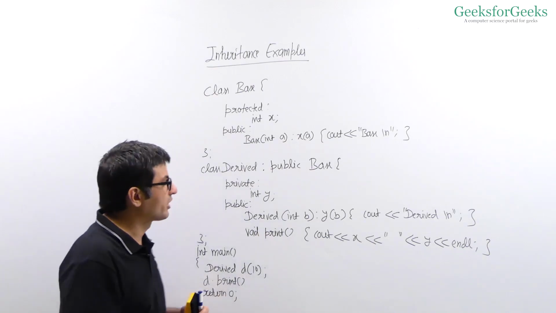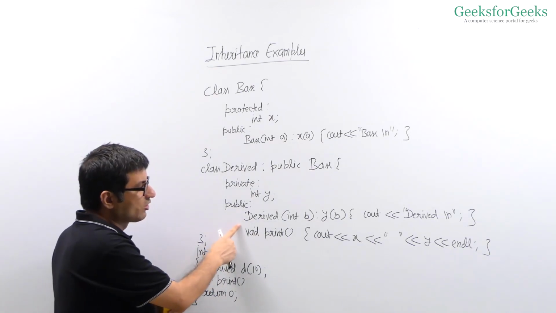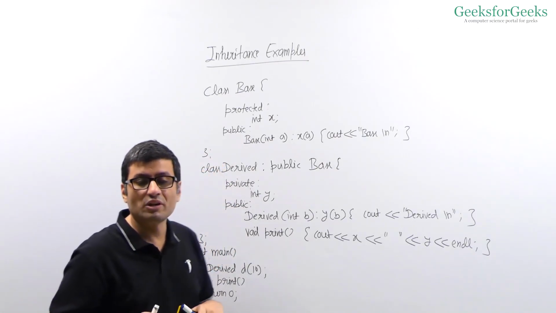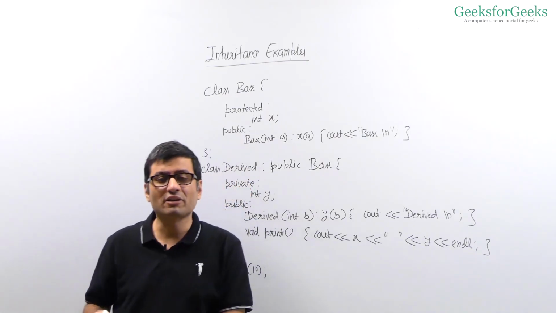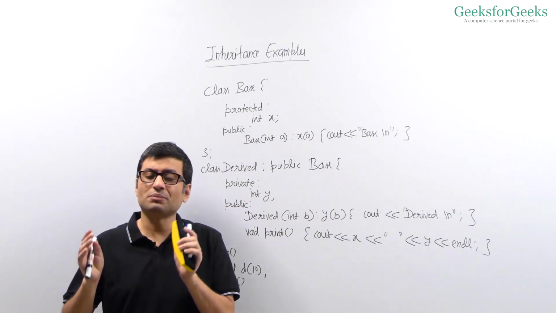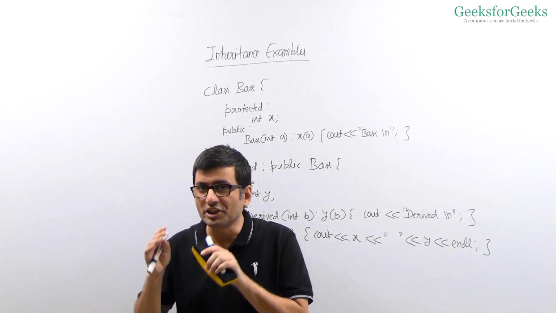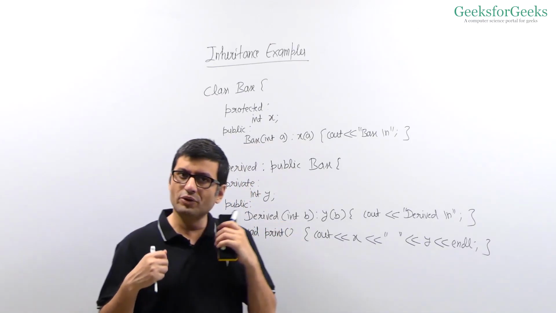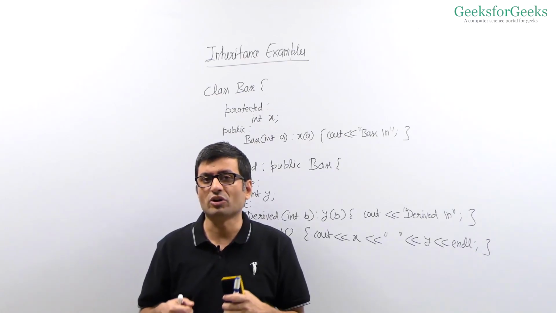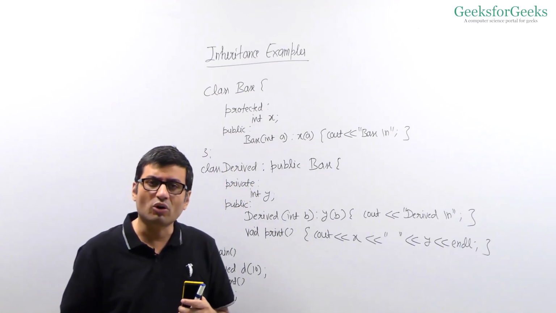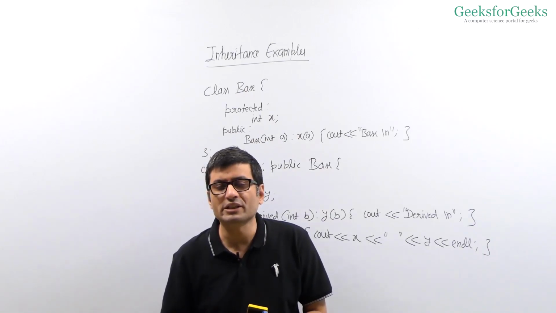Why? Because this derived class is not calling any constructor of the base class. So when you construct an object of the derived class, base class is also part of it, right? So base class things should also be initialized. And here we are not calling base class constructor. So if you do not call base class constructor yourself explicitly, what happens? Compiler tries to call default constructor of the base class.